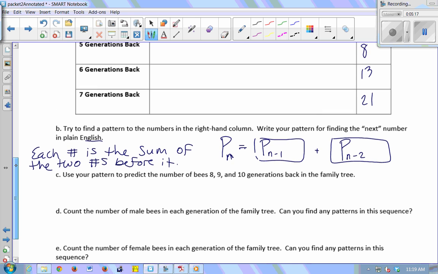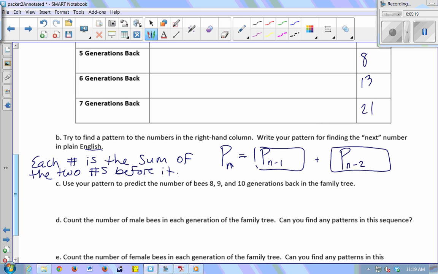All right, so how do you get the number of bees in the 8th generation? 13 and 21 gives you 34. So we've got 34, and then 55, and then 89. Great.